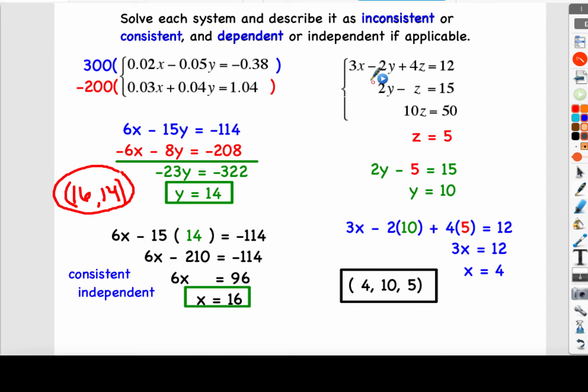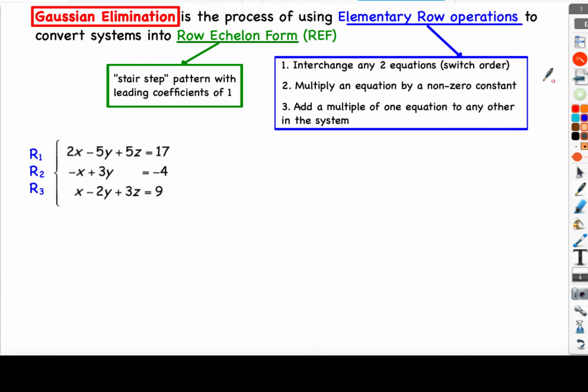So it's helpful to have this sort of stair-step pattern going on where we have a single x term. The next equation doesn't have an x, but it has a single y term, right, that we can go plug in because we knew what z was from that last equation. We get this stair-step idea. And that's really the idea of Gaussian elimination.